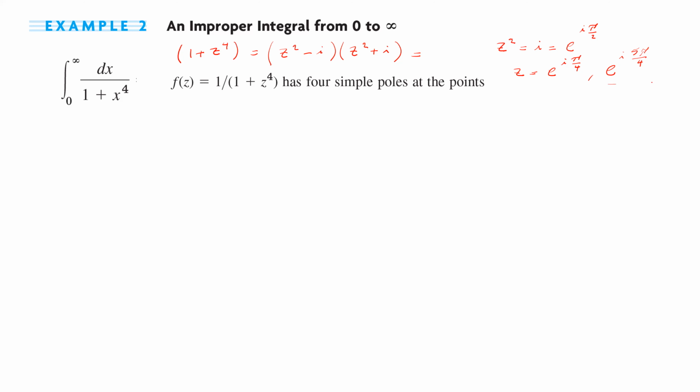If you square this one now, it becomes 10 pi over 4. 10 pi over 4 is 2 pi plus pi over 2, right?